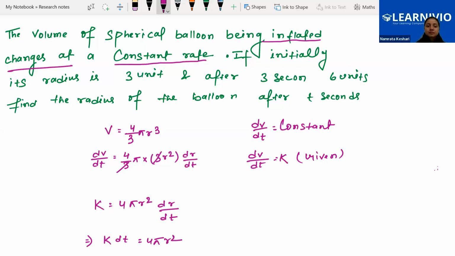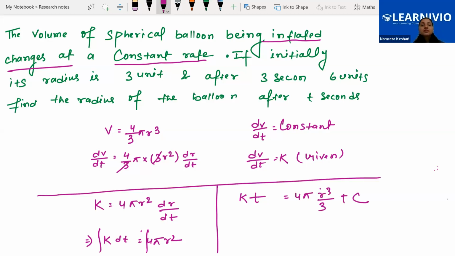4 pi into the integration of r square dr equals k into dt. The integration of dt is just t. So kt is equal to 4 pi r cube by 3 plus the constant of integration. Now let's use the given condition. The given condition is that initially its radius is 3 units.